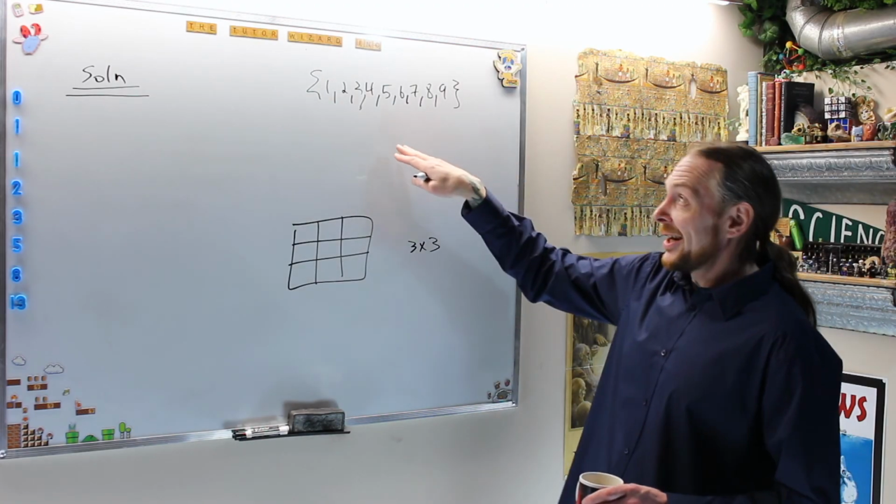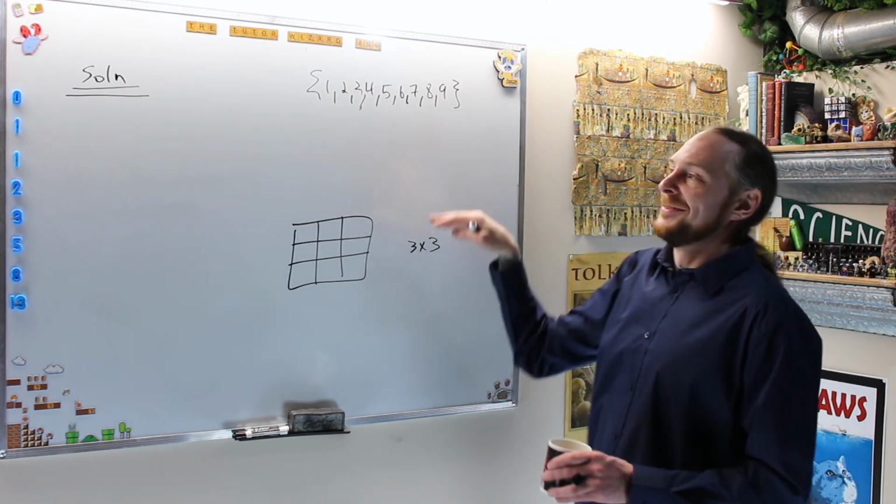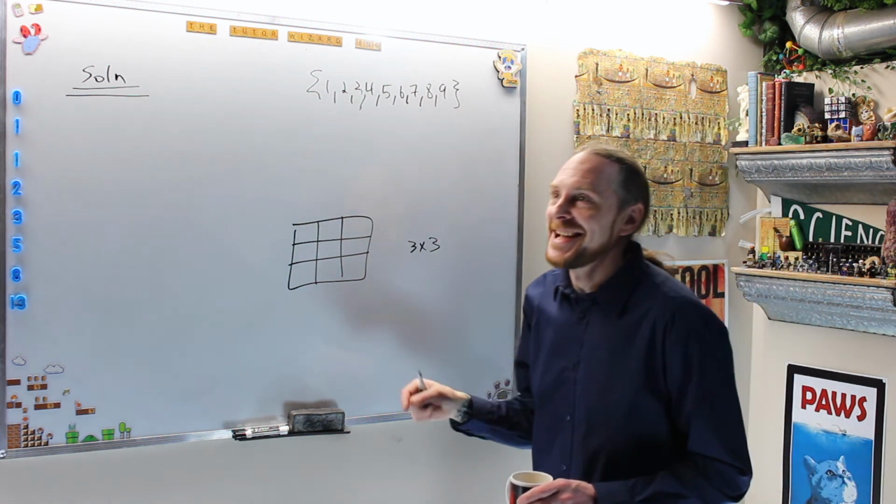Math is awesome. So take some fridge magnets. Fridge magnets together seems hard.